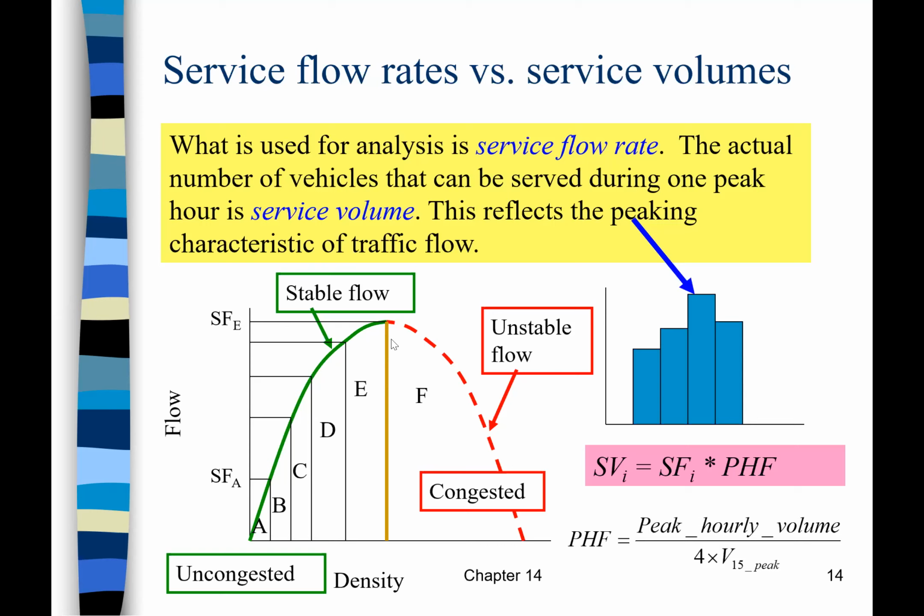Okay, so this is the point where the density is optimal. At the peak is where the maximum flow rate is located. Service flow rate can be identified by multiplying service flow times peak hour factor. You get the service volume. I'm sorry, service volume. Okay. This is service flow rate.